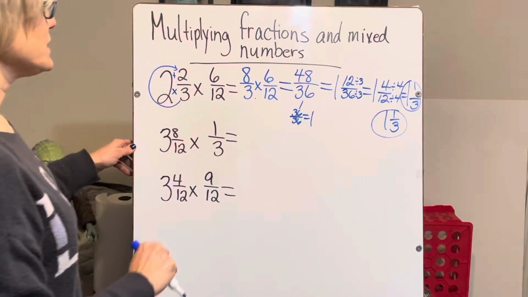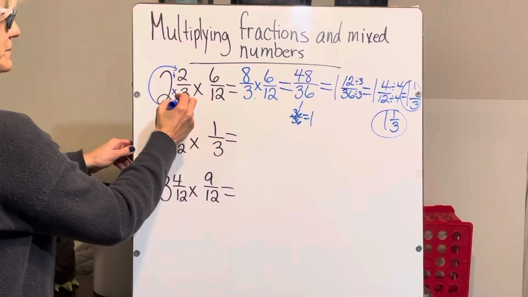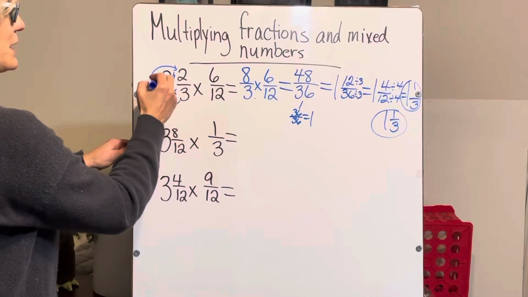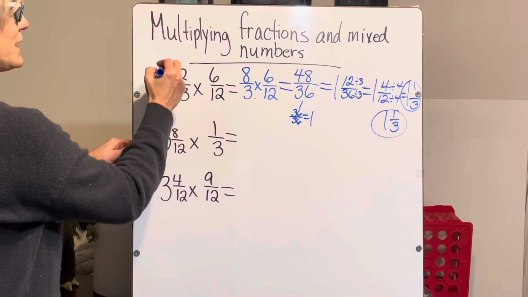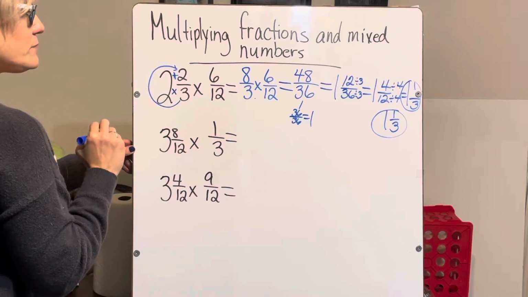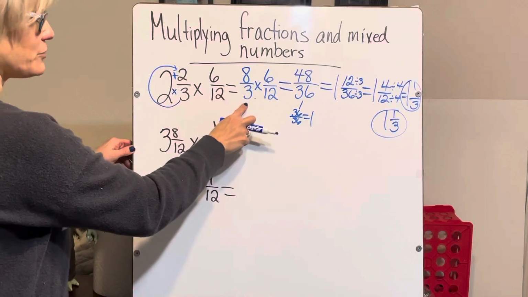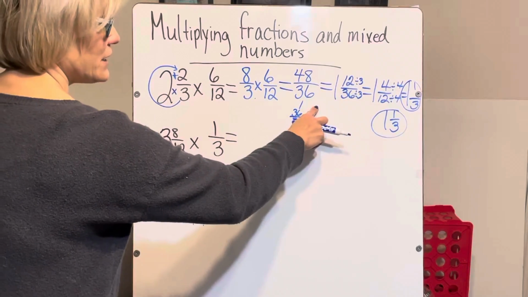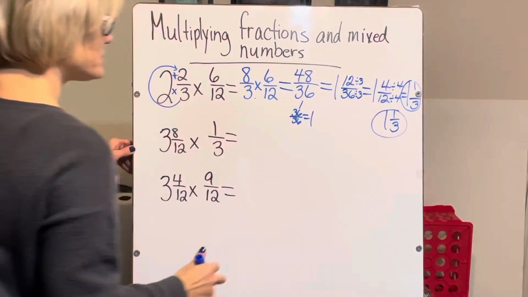All right, so remember, you use the C method right here. You multiply and then add in order to change the mixed number into an improper fraction, multiply, and then change it back to a mixed number.